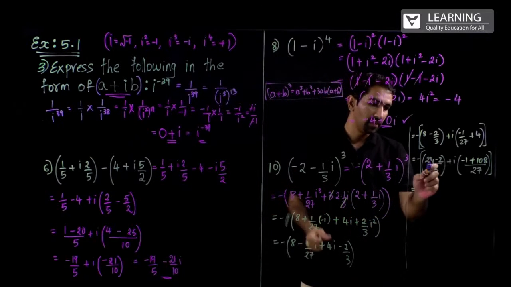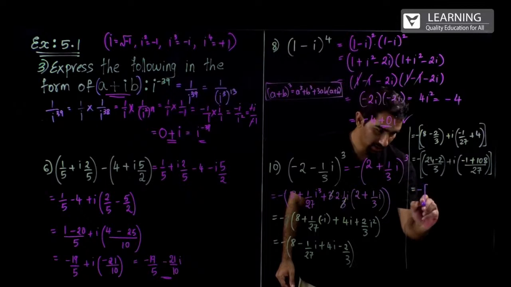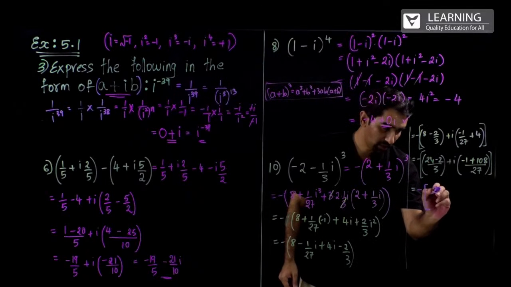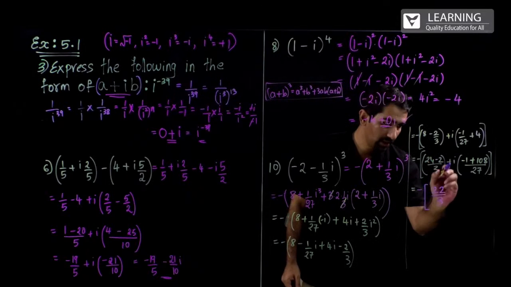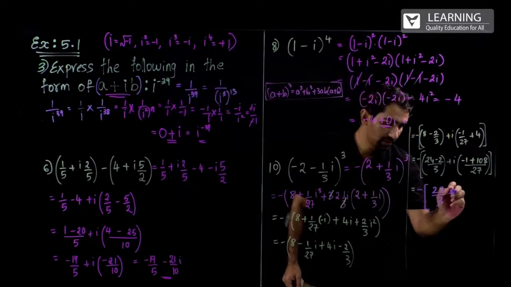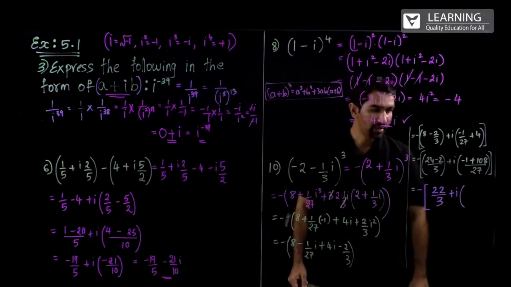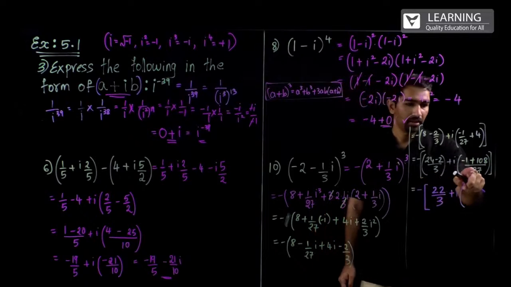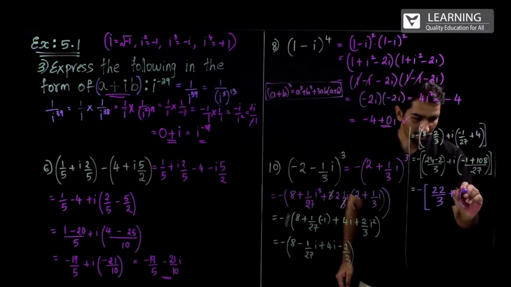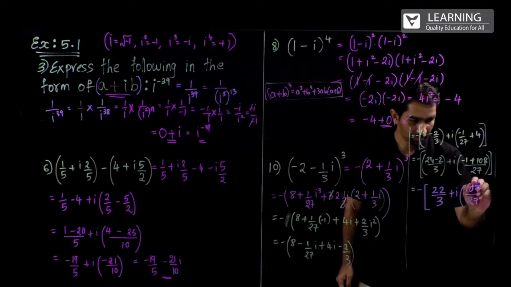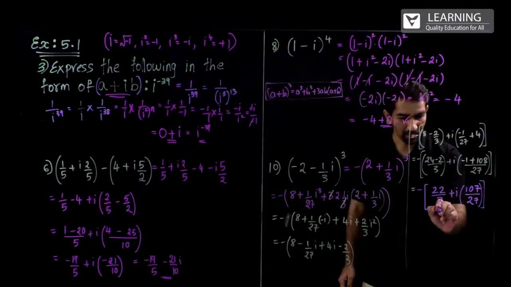24 minus 2, the minus sign is outside, so 24 minus 2 is 22 by 3 plus i as it is. Inside, what can we write? 108 minus 1, 107, 107 by 27. Close the bracket. So this is in the form of a plus ib, and this will be the right answer.